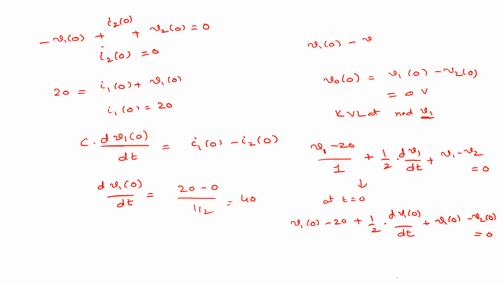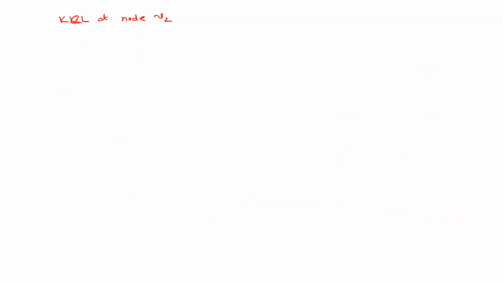So I think we already calculated I2 of 0. We already calculated I2 of 0, right? Yes, sir. What is I2 of 0? That is 0, right? So now, the voltage across that capacitor is 1 by 3. So I2 of 0 is equal to 1 by 3.